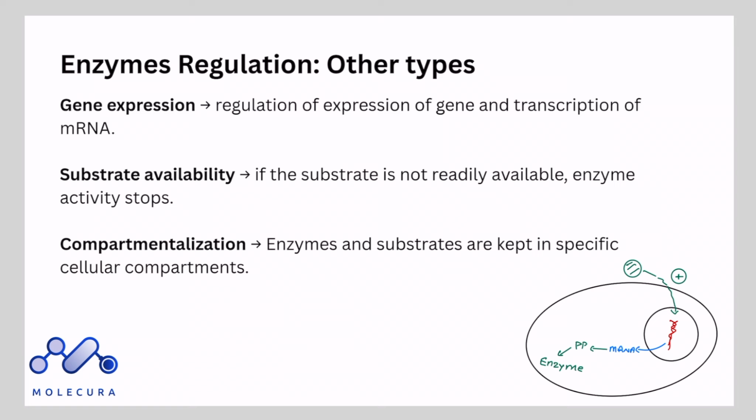So what this means is that the cell has many compartments. The enzymes and the substrates are going to be kept in specific cellular compartments unless they need this reaction to go ahead. For example, some enzymes could be in the mitochondria, some enzymes could be stored in the vesicles, in the lysosomes, in the Golgi apparatus, and so on. So the compartments of the cell are going to affect whether the substrate is readily available to the enzymes or not. And this is also going to affect the activity of the enzymes.